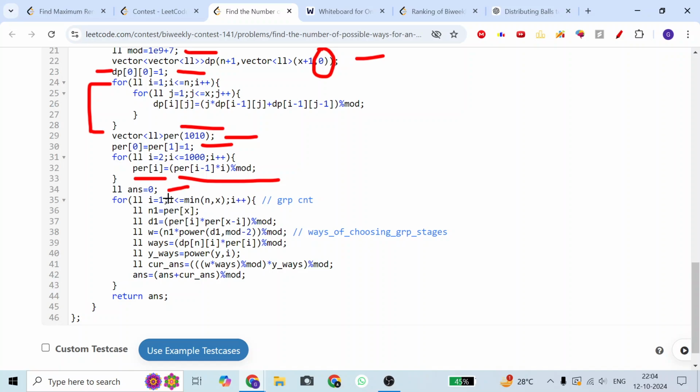Answer is equal to 0. Now i is the group count. Group count is basically the number of stages I am allowing. Now why am I taking the minimum of n comma x?